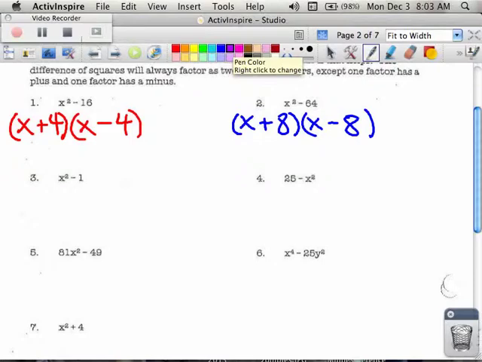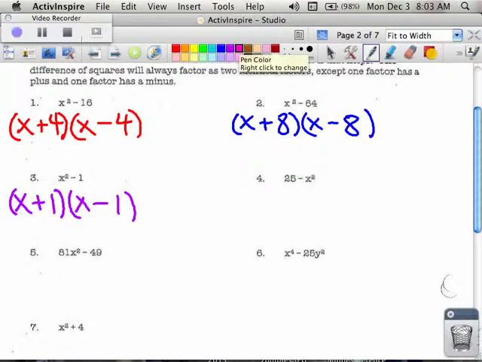Number 3. Two things, both are perfect squares. Two parentheses, square root of x squared is x, so that goes in the front. Square root of 1 is 1, so that goes in the back. One's plus, one's minus. Number 4, just because they're reversed, the number and the letter thing, no big deal. 25 is a perfect square, x squared is a perfect square. I write down the two binomials. This time the square root of 25 is 5, so that goes in the front. And the square root of x squared is x. One's a plus, one's a minus, done. Doesn't matter if the number's first or last.